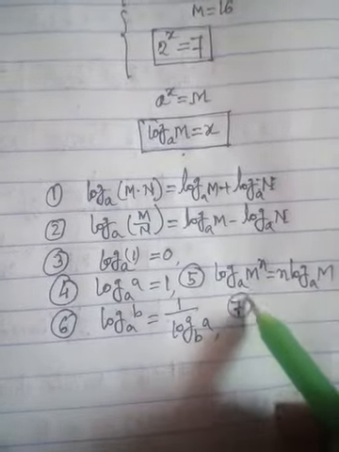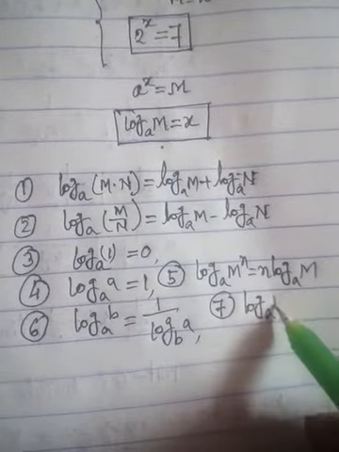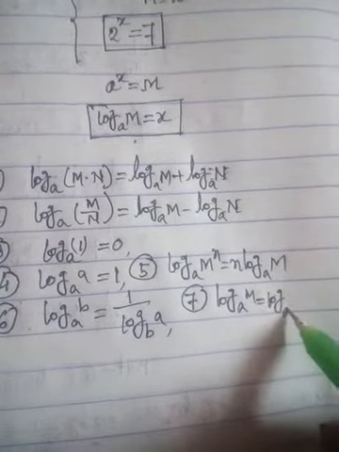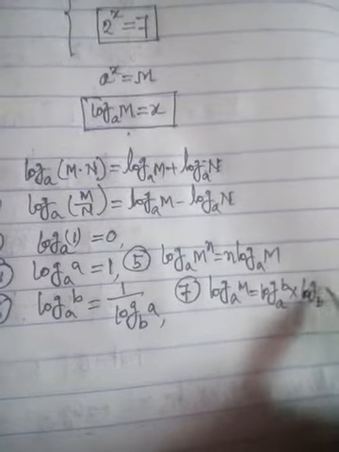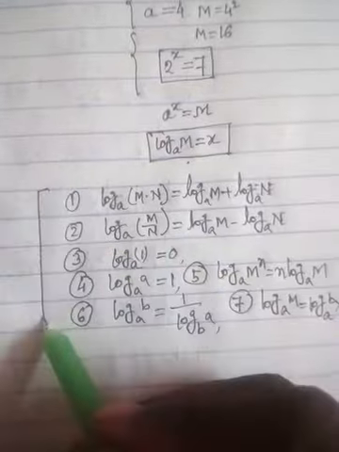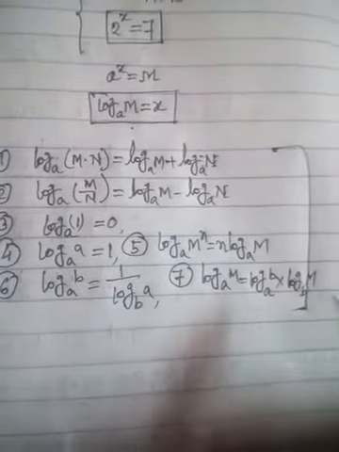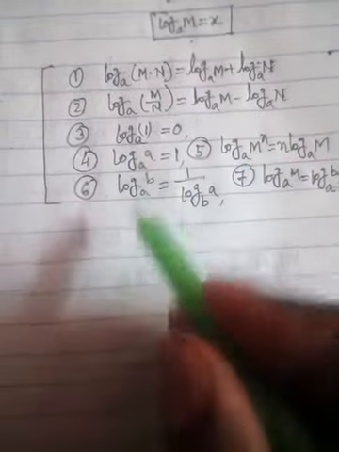Number seven, log a m equals log a b into log b m. So these are the basic formulas generally used in case of logarithm. These seven formulas are generally used in case of logarithm. Now I will discuss how to derive these formulas.